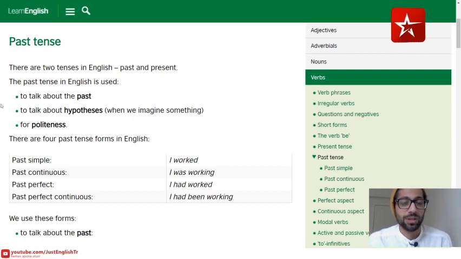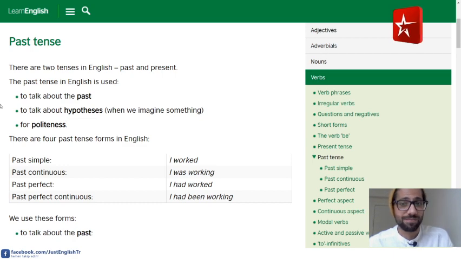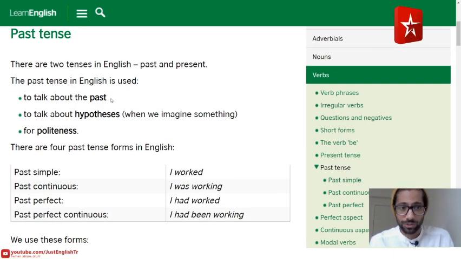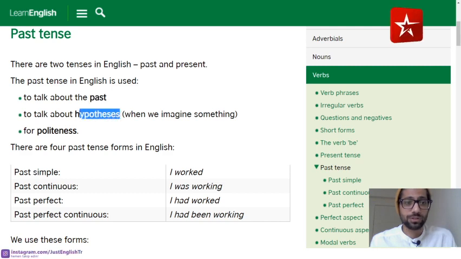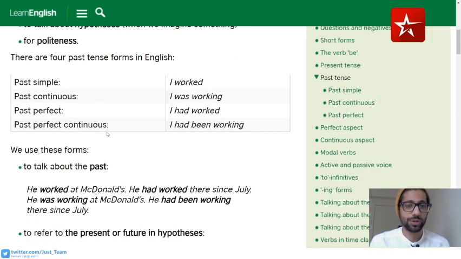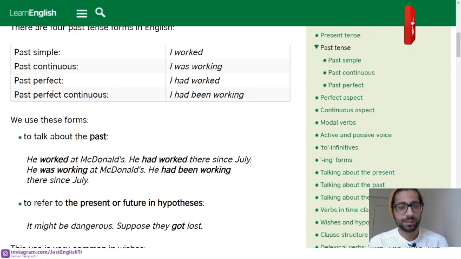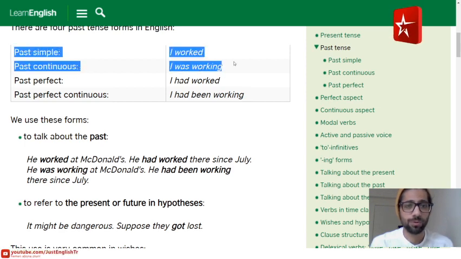So, fellas, there are two tenses in English, past and present, we know that. The past tense in English is used for three specific cases: to talk about the past, which is very obvious; to talk about hypothesis, which means something you imagined or something you would like to happen; and for politeness. So here are the four structures that we might have: past simple, past continuous, past perfect, and past perfect continuous. Now, in this lesson, we will talk about only these two, the past simple and the past continuous.